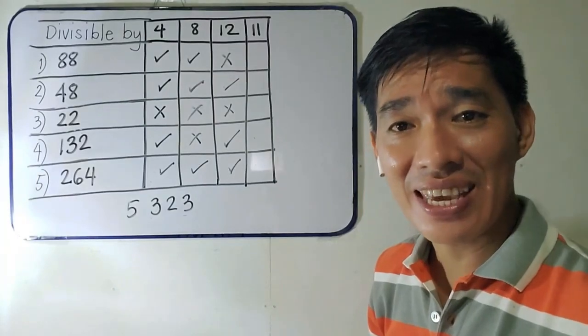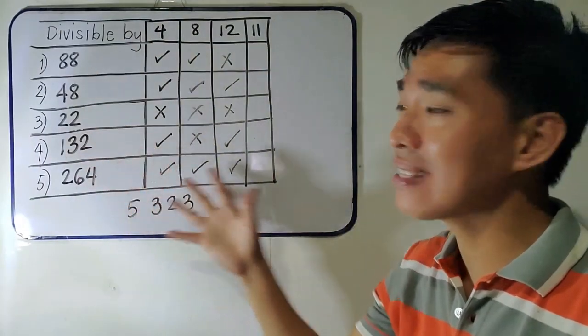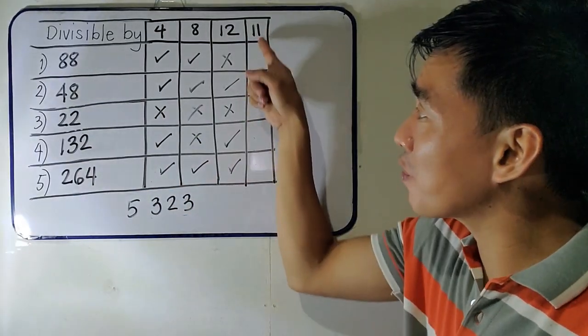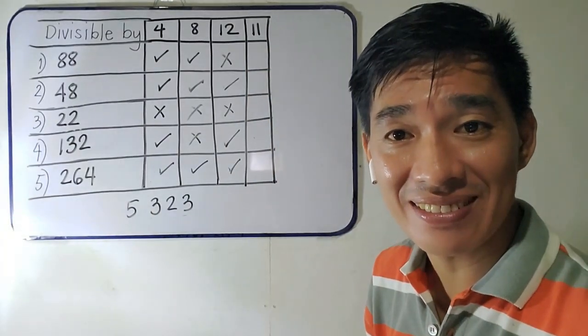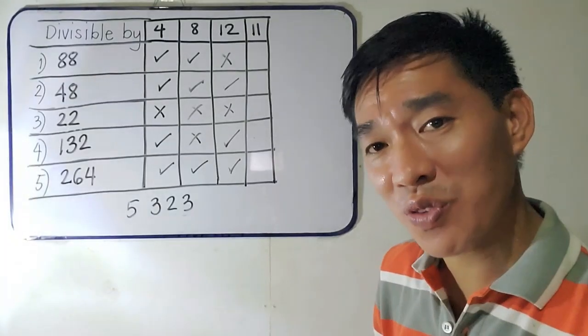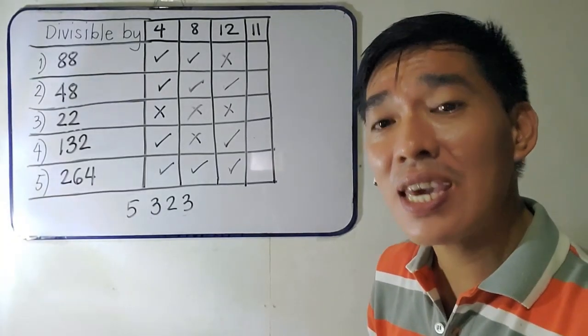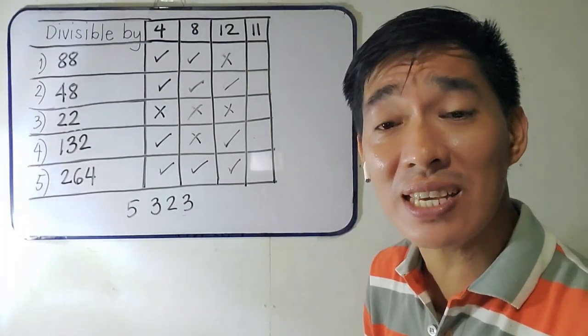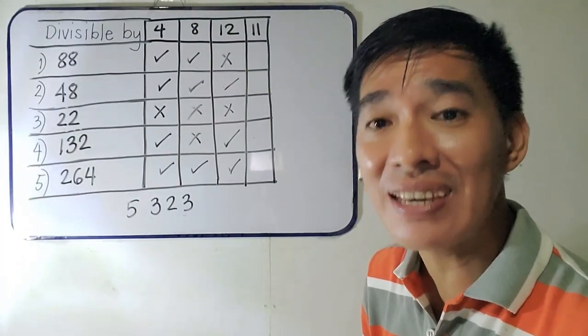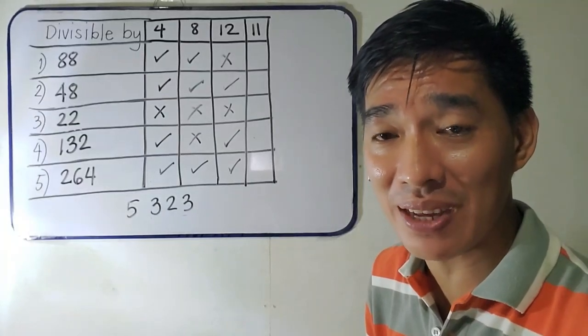And finally, how will we be able to complete the table? What's the answer for the last column? What's the rule for 11? The divisibility rule for 11 says that if the difference of the sum of the alternating digits is a multiple of 11, then that is divisible by 11.